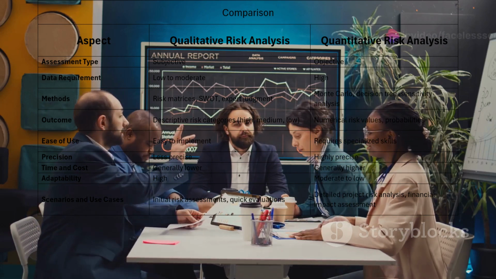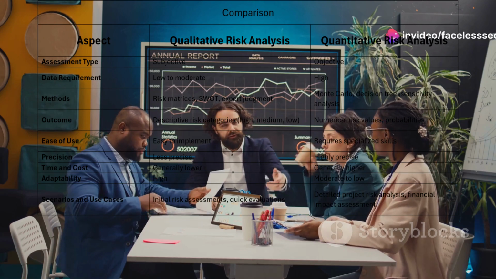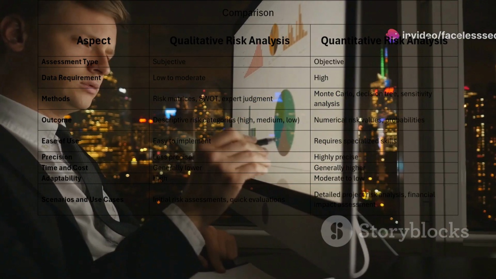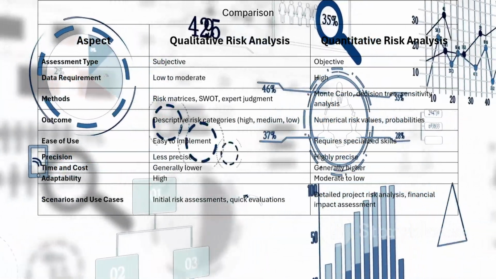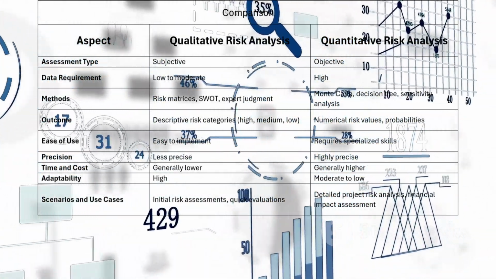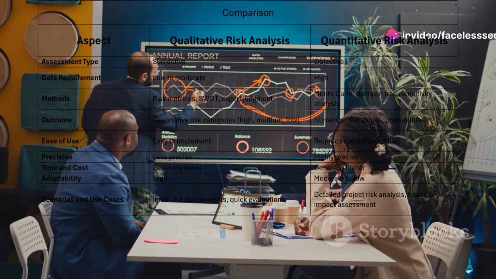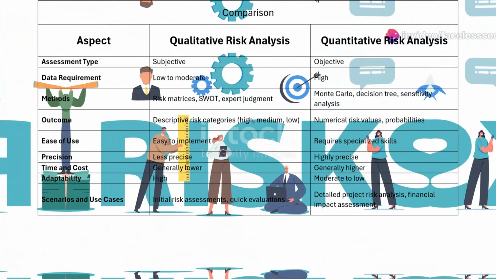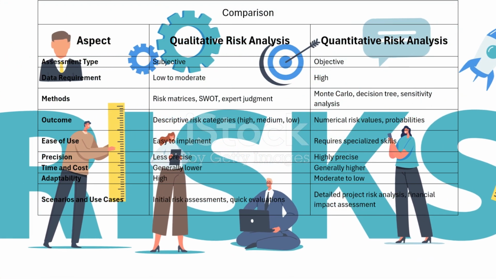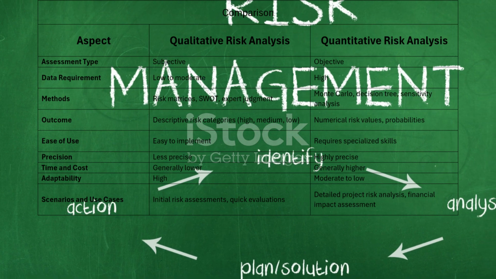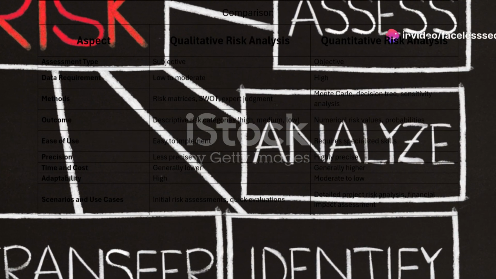Quantitative risk analysis focuses on numerical precision. Here are its key characteristics. Objective assessment uses numerical data and statistical models for analysis. Risk quantification assigns specific numerical values to likelihood and impact. Data-driven requires accurate and detailed data for effective analysis. Predictive power provides precise risk estimates and potential financial impacts.